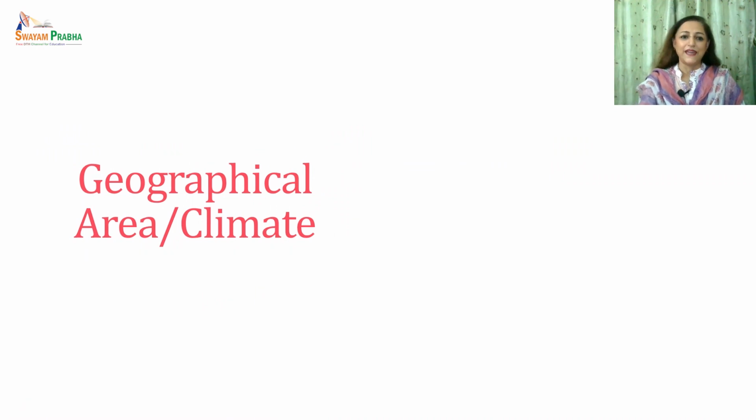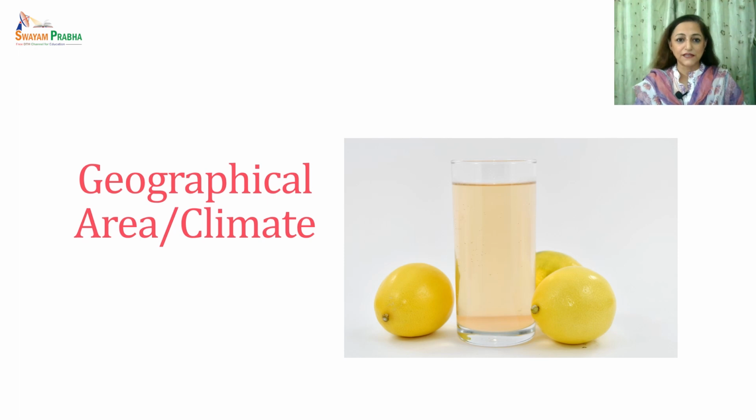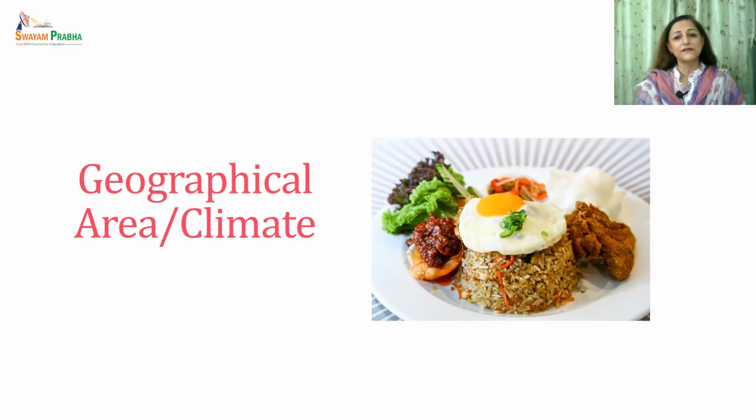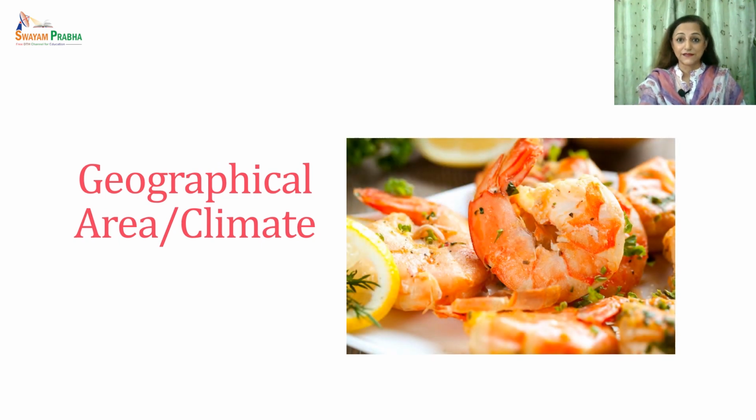Geographical area and climate are also determinants of our food choices. For example, if we are staying in some hot areas, we would enjoy cooling foods such as shakes or lemonade or similar cooling things. And when we go to some hilly areas or cold areas, we eat hot food, rich food. And similarly, in the coastal areas, we find lots of seafoods.